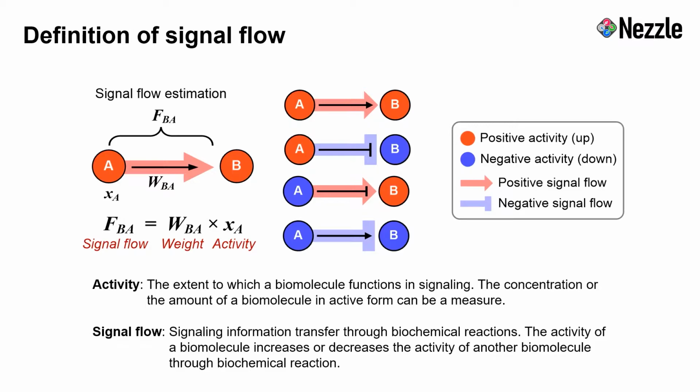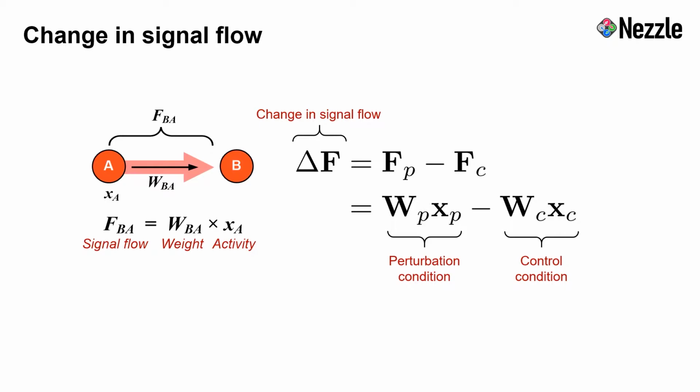Triangle-shaped arrow indicates a positive weight, and hammer-shaped or T-shaped arrow denotes a negative weight. As shown in the figure, there are 4 types of signal flow. The sign of edge and the sign of signal flow can be the same or opposite depending on the source node activity and edge weight, following the definition. Interactions between signaling molecules may vary depending on experimental conditions such as mutations or drug perturbations. Therefore, we usually consider changes in signal flow under different conditions. It can be mathematically defined by the difference between 2 signal flow matrices.